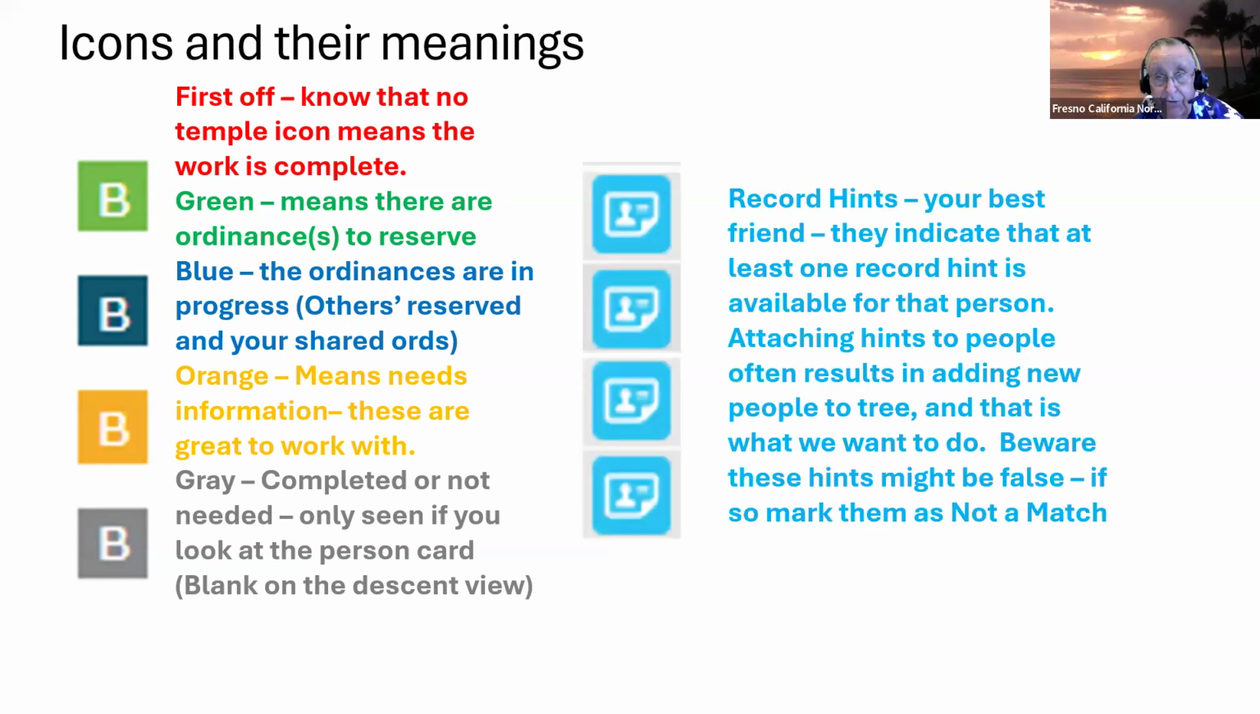Okay, and then the blues are the hints. Those are your best friends. The hints can lead to new people. They don't always lead to new people, but they often lead to new people. So when you see a person that looks like a good person to do, and they have a hint, that's definitely a person you want to check.